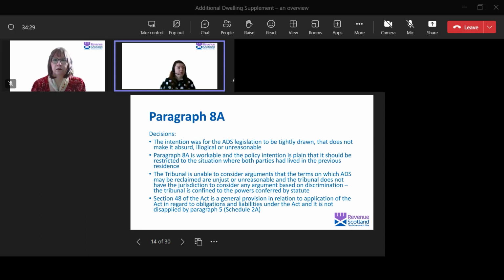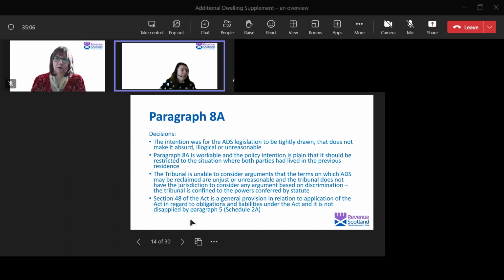some of the key decisions that have come through from the tribunal are that the ADS legislation was intended to be tightly drawn. Paragraph 8A is workable and the policy intent is plain, that it is restricted to very, very specific circumstances. The tribunal is unable to consider arguments related to fairness, just behaviours, reasonableness. This will come up time and time again. It's something that the tribunal quite often reminds taxpayers and Revenue Scotland that they are confined to the powers conferred to them by statute, which is to look at the facts of the case and the application of the law.